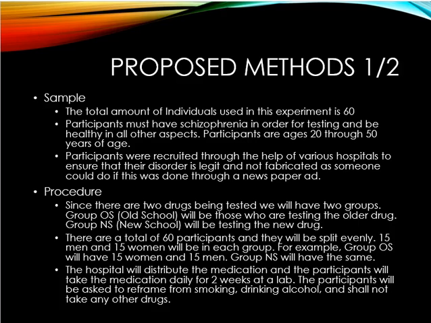Next, we have proposed methods, one of two. Sample. Well, as you can see, I have a sample size of 60 people, 15 men and 15 women in one group, and there are two groups. So each group would have 15 men and 15 women.